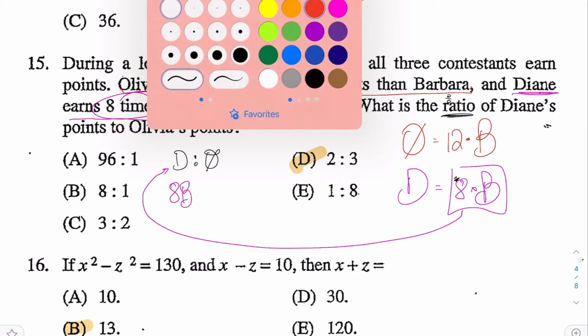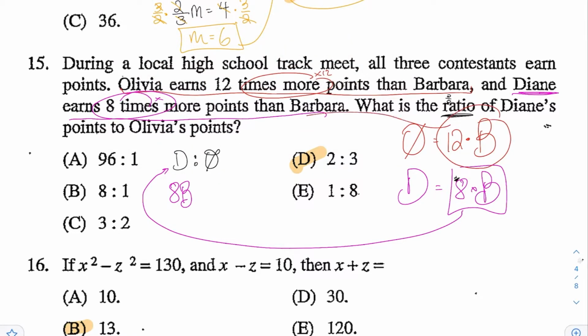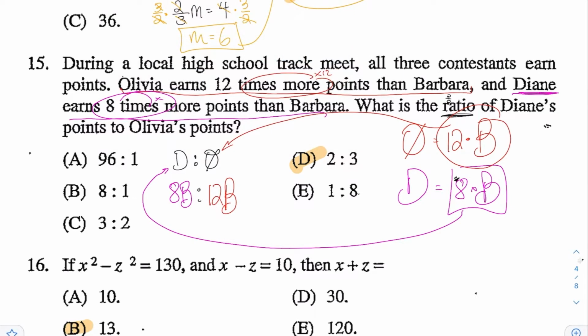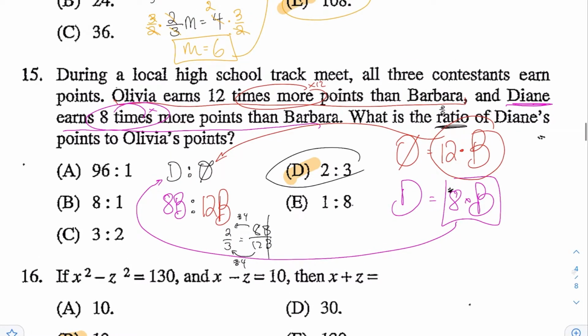And you know that Olivia is equal to 12 times B. So when you do the ratio of 8b to 12b, you can rewrite this as 8b over 12b. B will cancel out, and 8 over 12 simplifies to 2/3 if you divide by 4. So the answer is just choice D, 2 to 3.